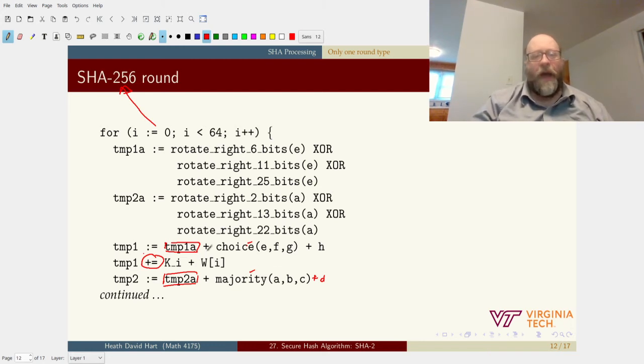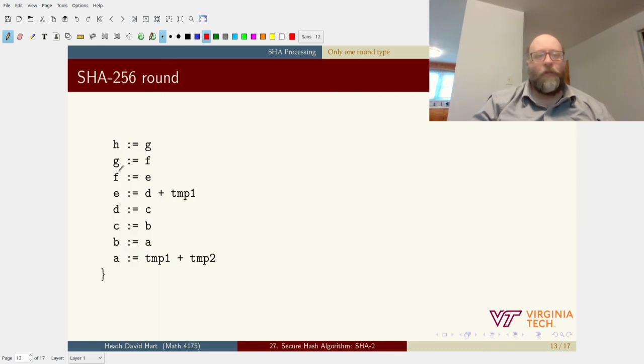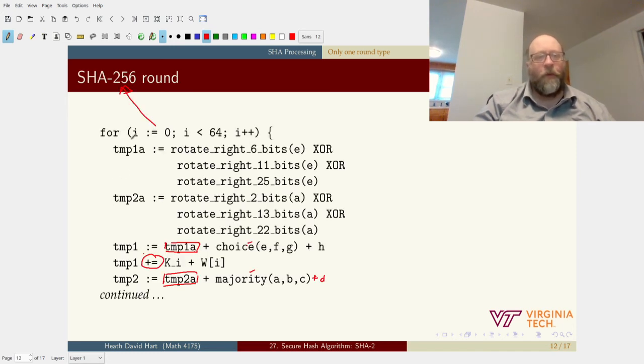And then once we've calculated temp 1 and temp 2, then everything shifts forward. H becomes the old value of G. G becomes F. F becomes E. E becomes D plus temp 1. D becomes C. C becomes B. B becomes A. And then A becomes the sum of temp 1 and temp 2. And then we go to the next round. That ends the for loop, and i increments, and we do all this again.